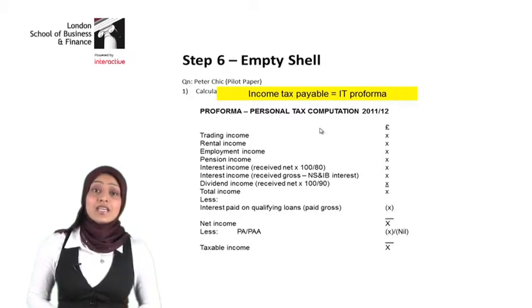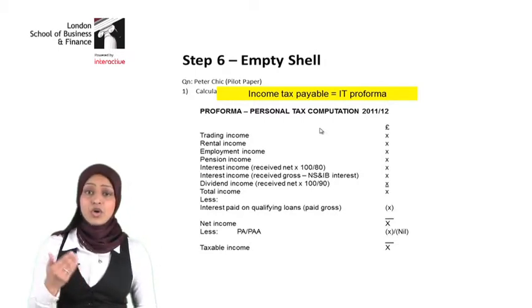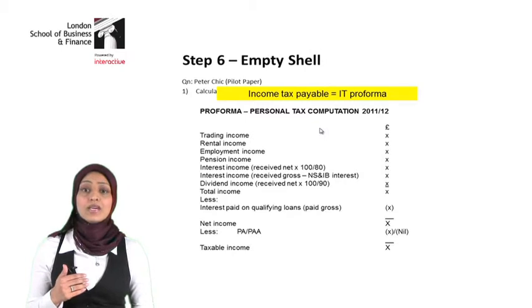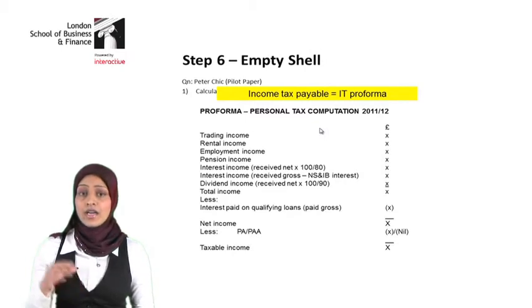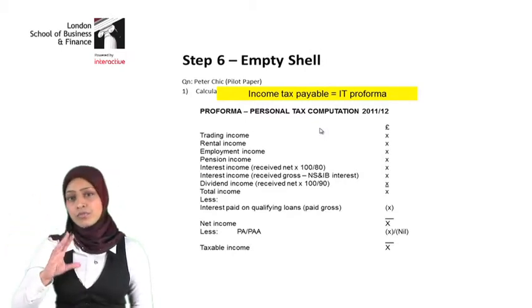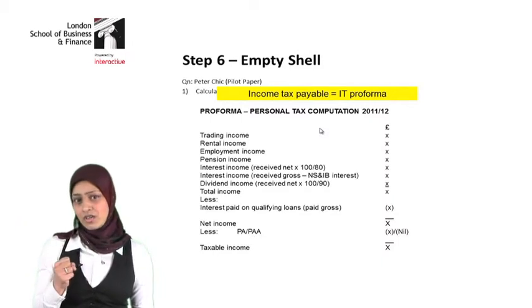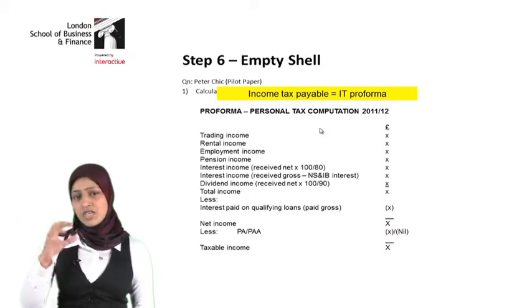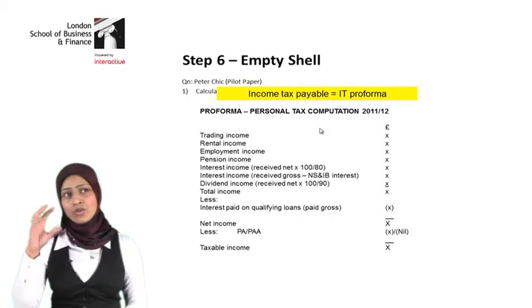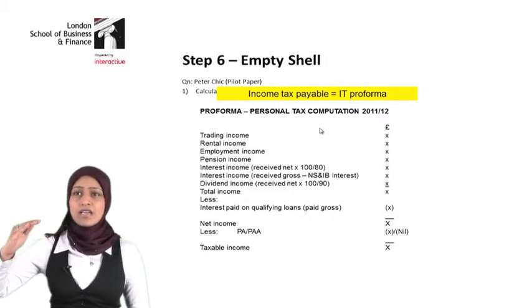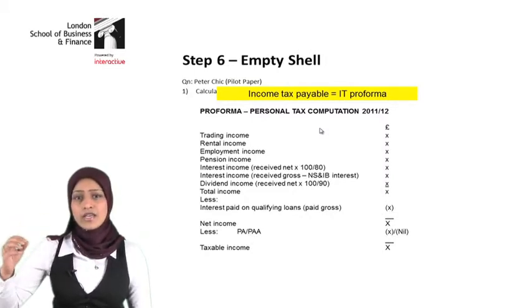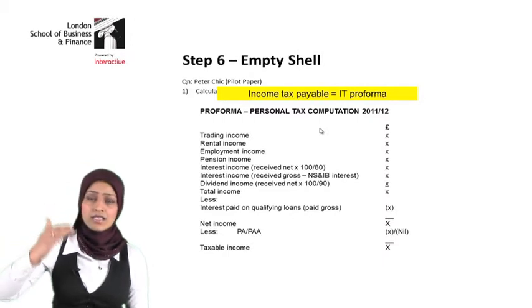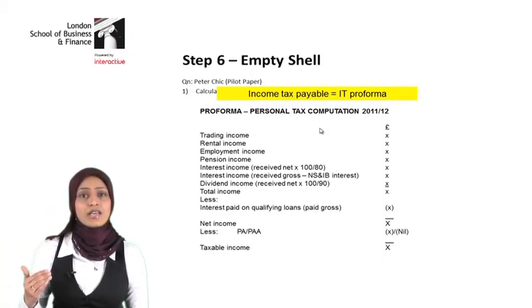So what I have done here is I have simply told myself about the pro forma that I would require, an empty shell, or a format, if you'd like to think of it. From just reading that requirement line, I've told myself, okay, an income tax payable will require an income tax pro forma, and this is my checklist, if you like to say.